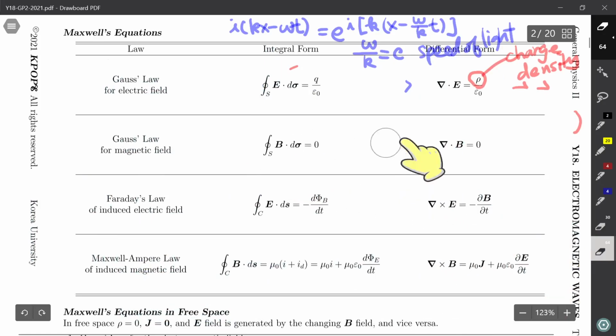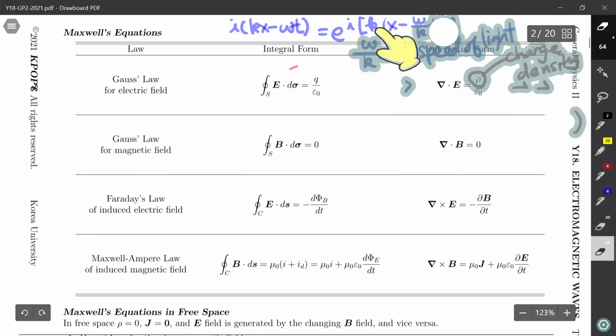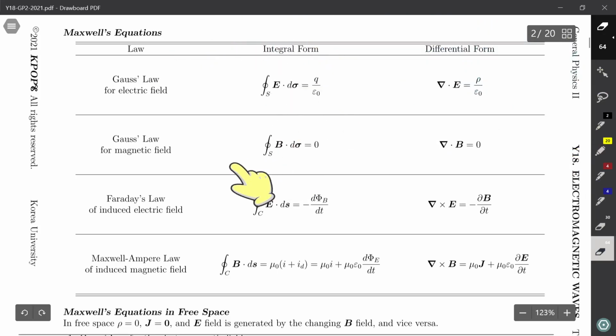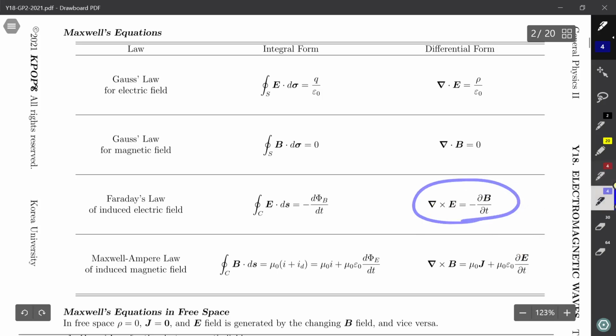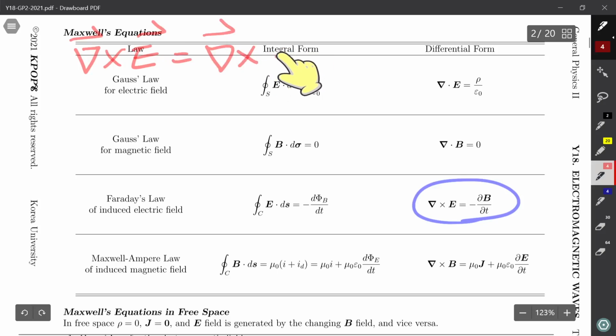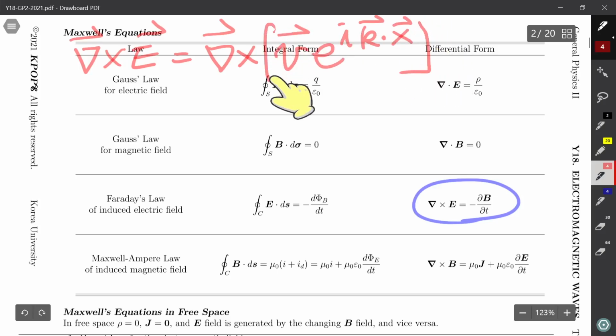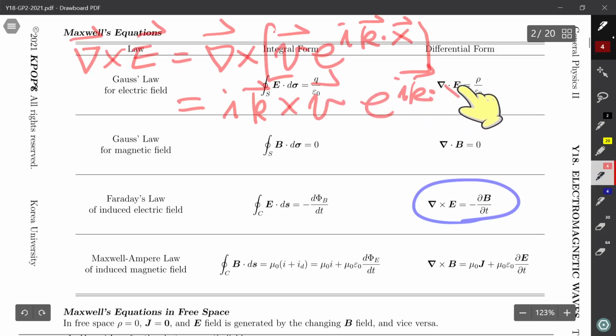Another important point that we could derive from the remaining two Maxwell's equations is this. Again, curl E can be computed, the curl of the vector times e to the ik dot x. This is a trial solution. If I apply the curl operator, it becomes ik cross v e to the ik dot x.